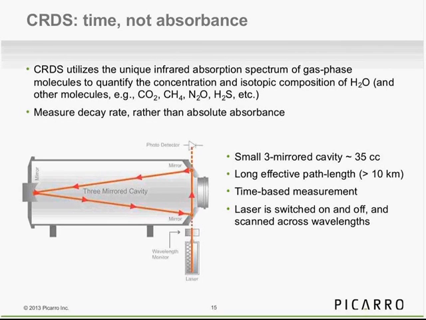Again, I mentioned we have a small three-mirrored cavity that has a very long path length. When you're bouncing around that laser, you've got an effective path length of over 10 kilometers, even though it's very small in size. It's a time-based measurement, and you're switching the laser off and on, and you're scanning it across different wavelengths.